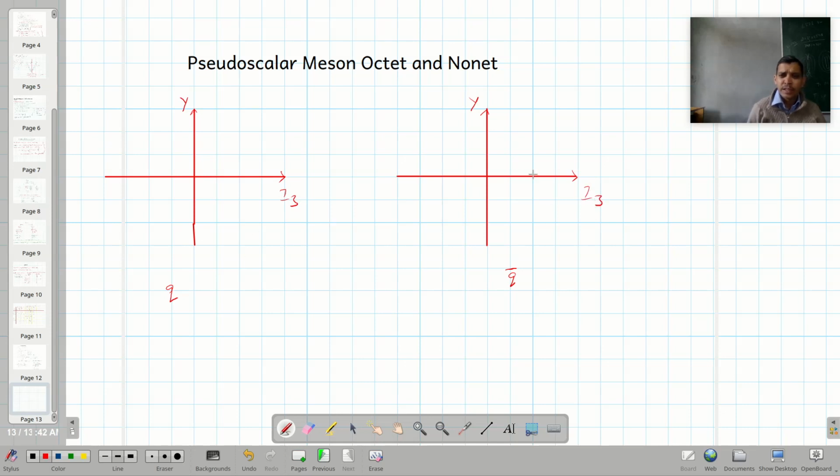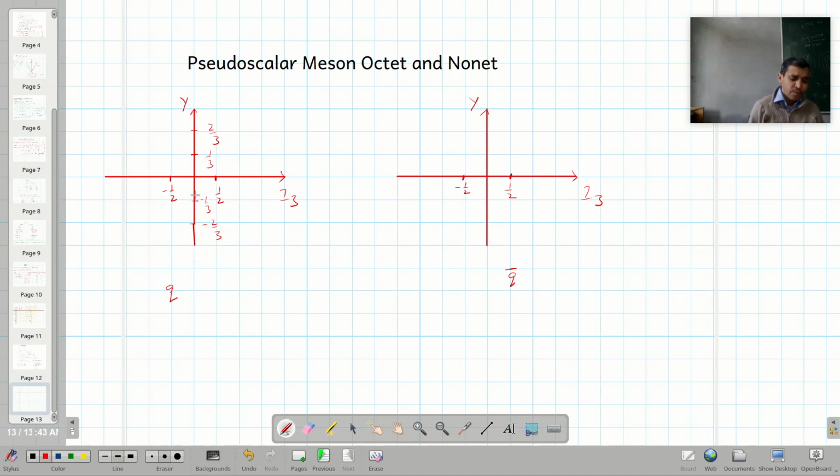So let us call it 1 by 2 and this as minus 1 by 2. Along the other axis it is 1 by 3, 2 by 3, and here it is minus 1 by 3 and minus 2 by 3, right? So that's what we have considered here.